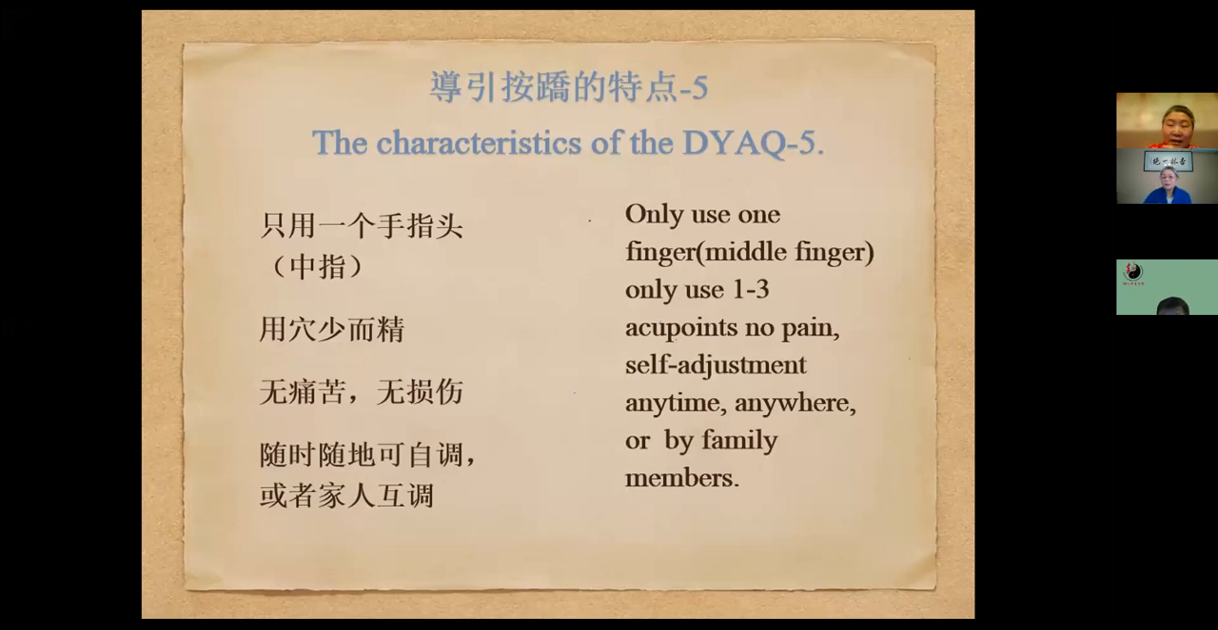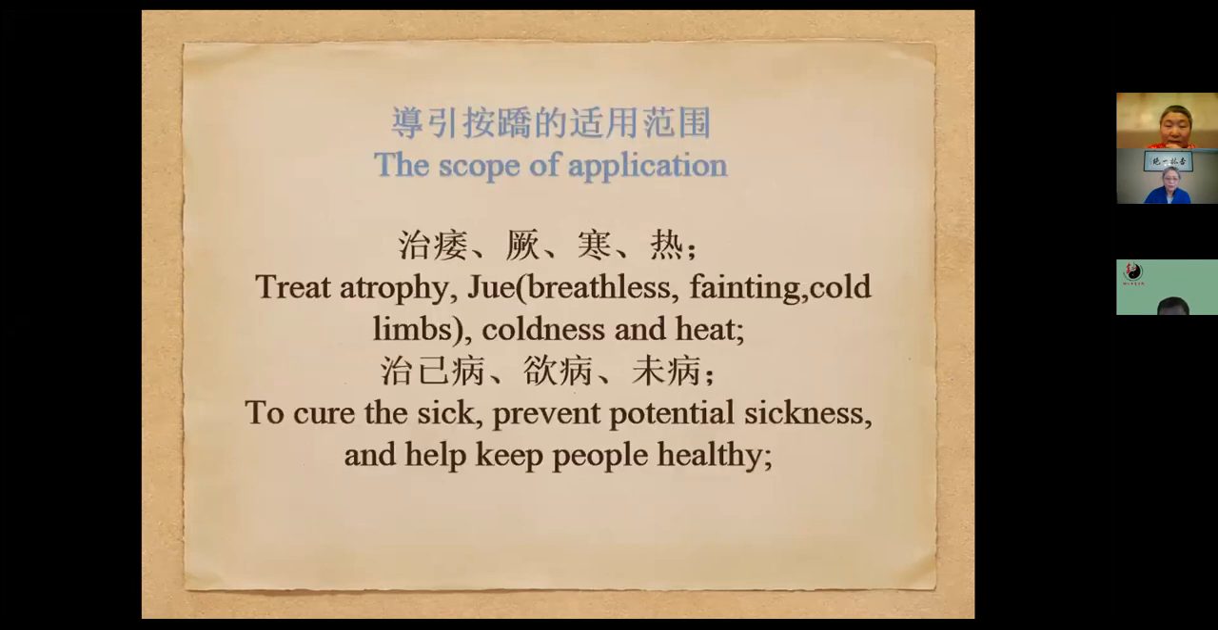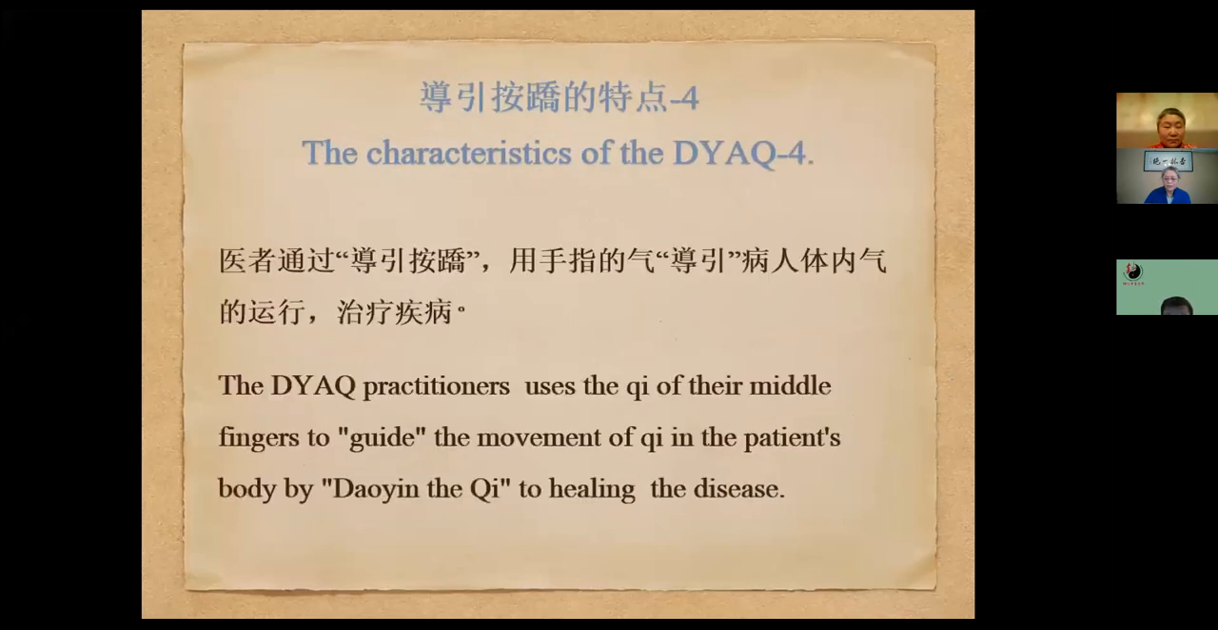And sometimes, 导引按跷 only uses one to three acupoints, and there's no pain and no damage. You can self-adjust anytime, anywhere, or by family member. The 导引按跷 practitioner uses qi of their middle finger to guide the movement of qi in the patient's body, drawing the qi to heal the disease, to regulate the qi in the patient to heal their disease.